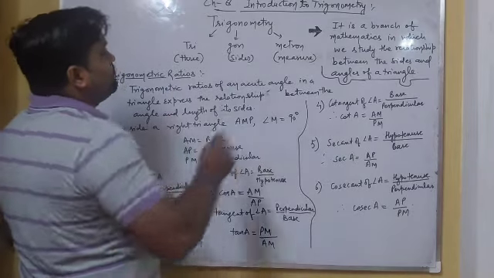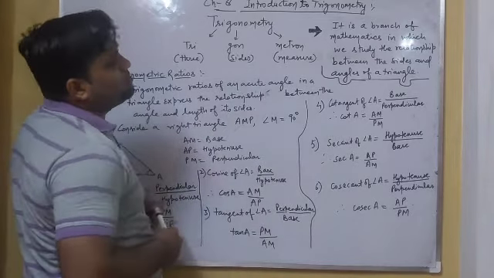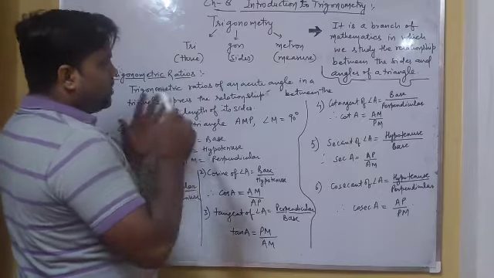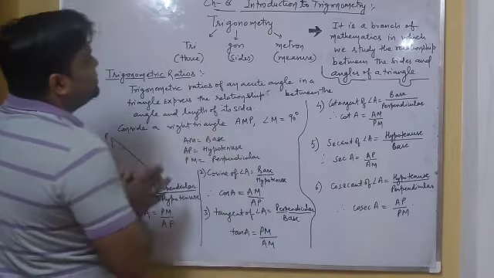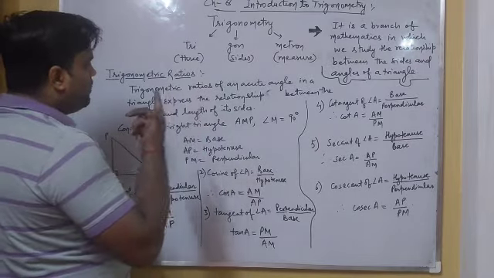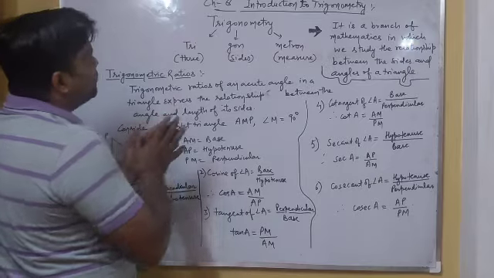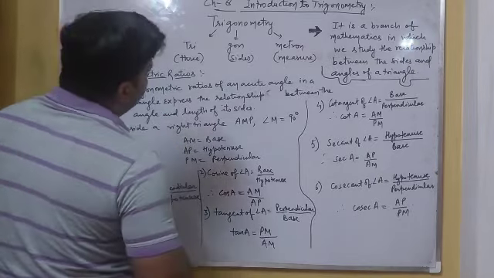is defined as a branch of mathematics where we study the relationship between the sides and angles of a triangle. It means trigonometry helps to study the relationship between the sides and angles of a triangle. We know that in a triangle we have three sides and three angles. So trigonometry defines the relationship between the sides and angles of a triangle.